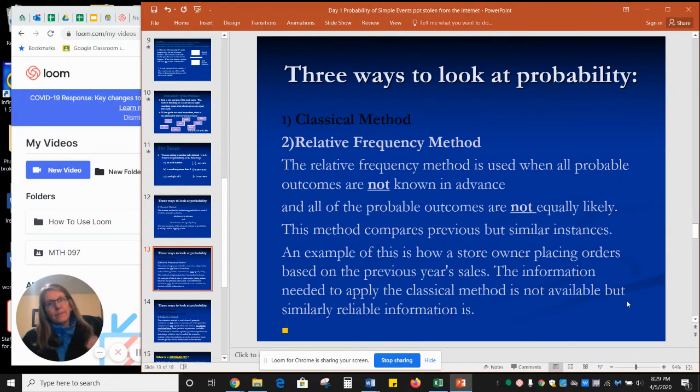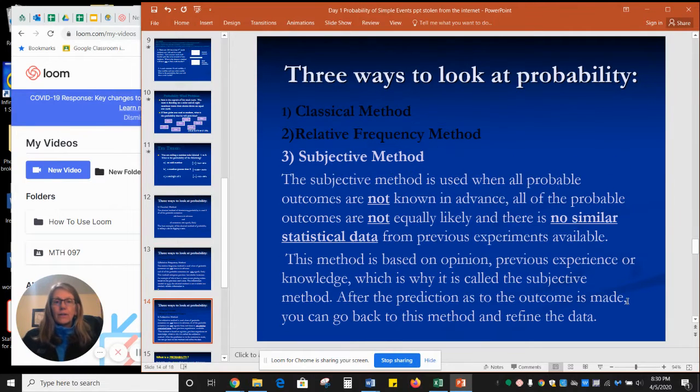Here's the second kind of method, the relative frequency method. It's used when all probable outcomes are not known in advance, and the outcomes are not equally likely. They're relative. So an example of this is how a store owner would place orders. Sometimes stores buy the exact same amount they did last year because they think last year will be just like this year and it'll be just like next year. That's the relative frequency method. They're frequently identical.